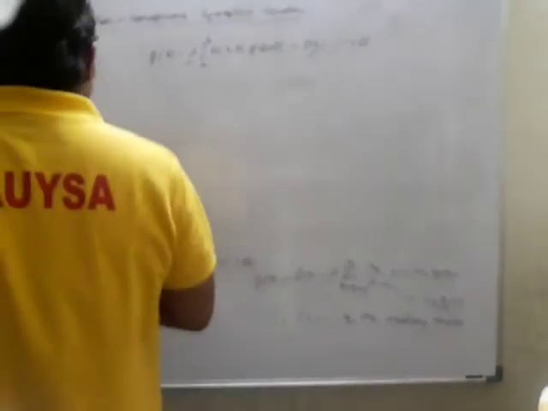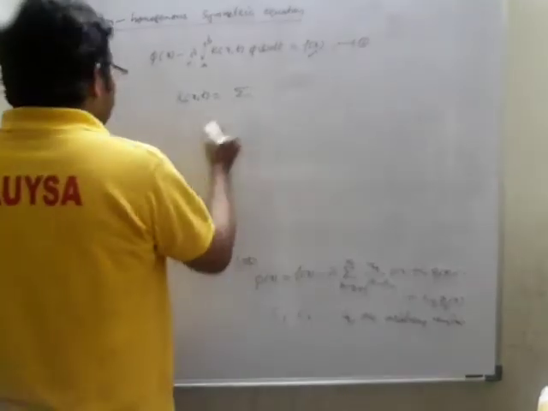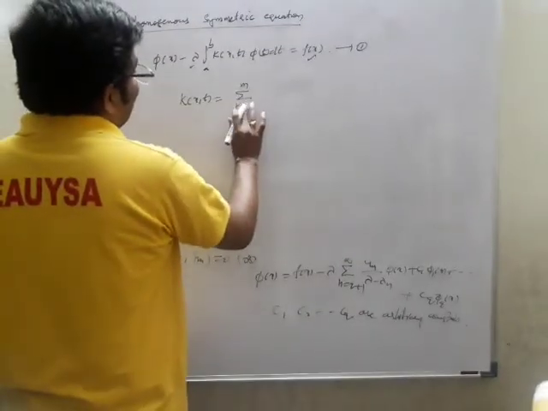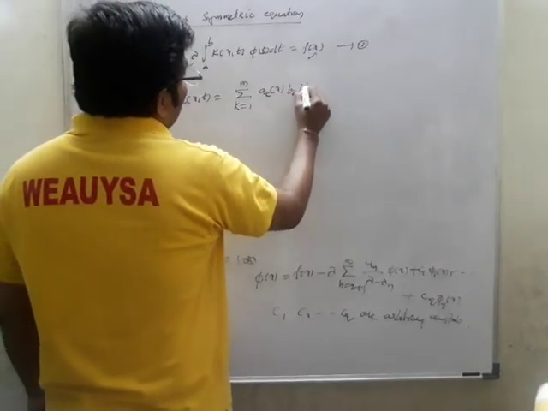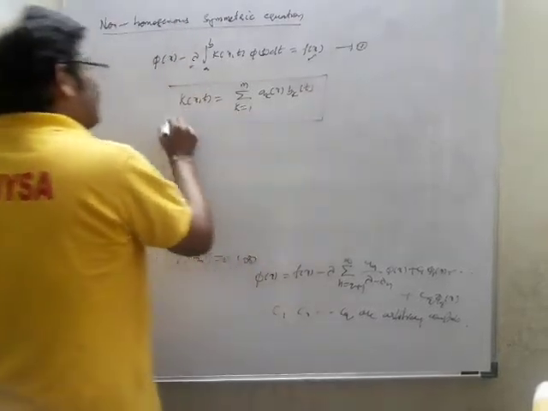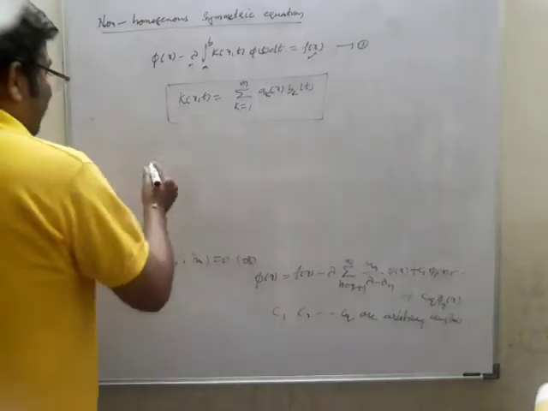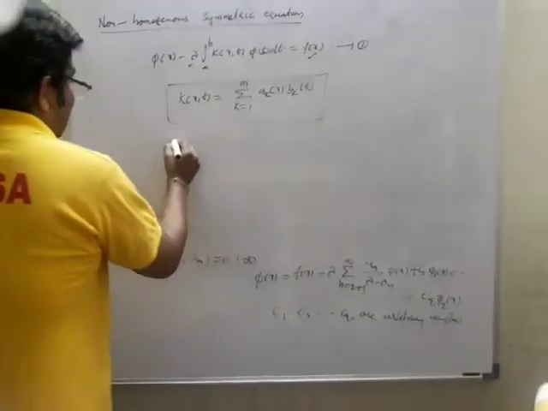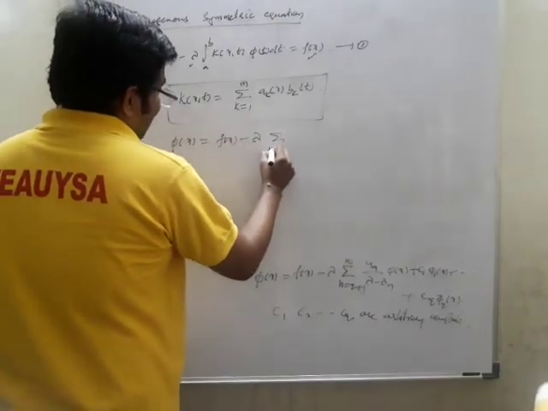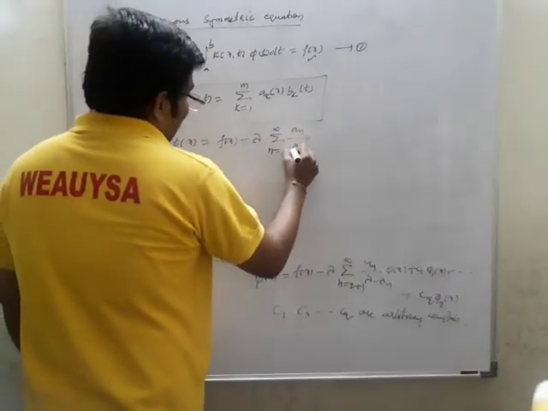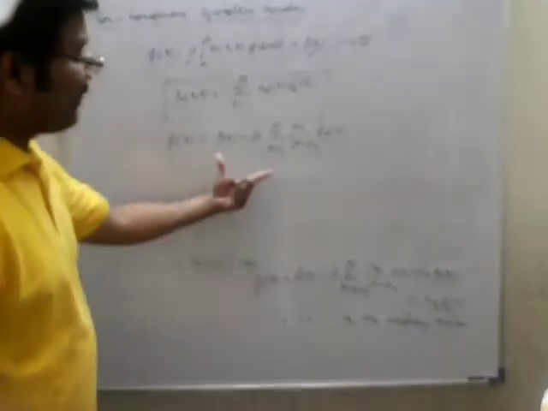Suppose, for example, another condition is there: if the kernel k is given as a degenerate kernel, that is, k of x comma t is nothing but summation k equals 1 to m a k of x times b k of t. If this degenerate kernel is given, then what about the solution? Then you may have two solutions. One you may get is phi of x equal to f of x minus lambda into summation n equals 1 to infinity a n by lambda minus lambda n phi n of x. This is one formula we are going to use.